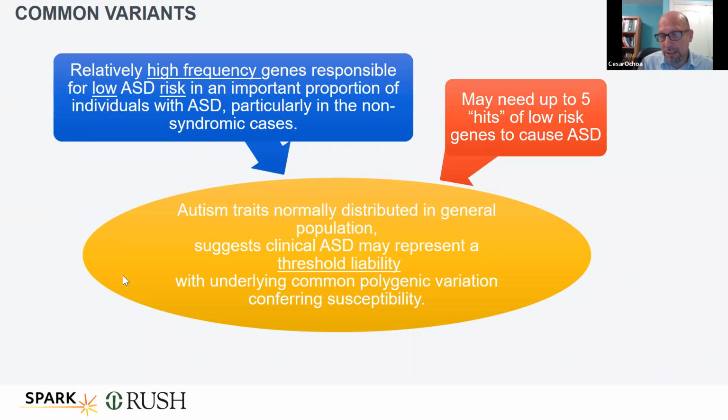So this is another case where there might not be a history of autism in the family, but somehow maybe dad has a couple of these common variants that give a little bit of risk for autism, and mom has 3 of those. And then when they get together, they may have one child that has the 5 and develops autism.